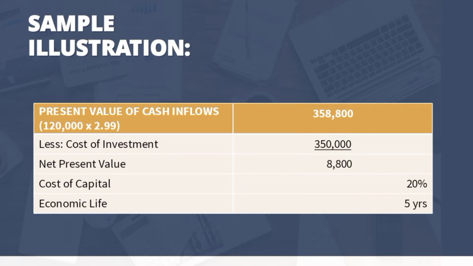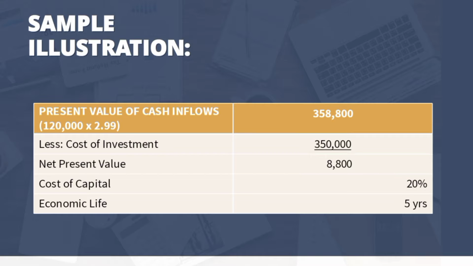So from the illustration or from the sample problem, we have here present value of cash inflows, which is 120,000, multiplied to the rate, which is 2.99. And we have here the total cash inflows, which is 358,800, less the cost of investment, which is given 350,000. Now we get the net present value of 8,800. For the cost of capital, we have 20%, and economic life is 5 years.